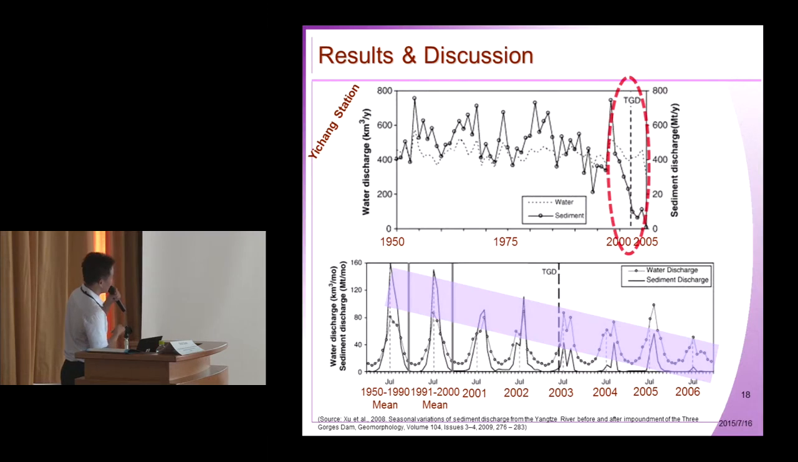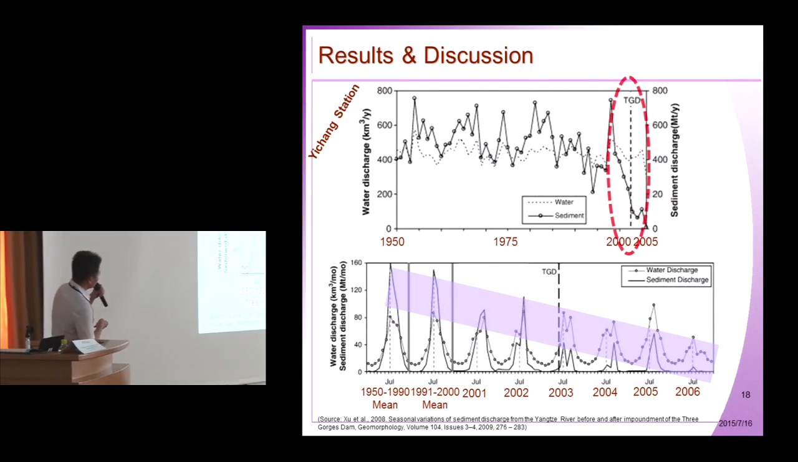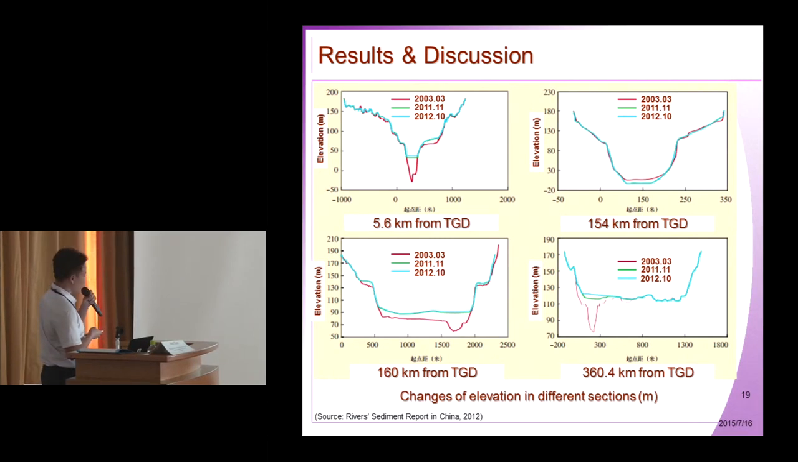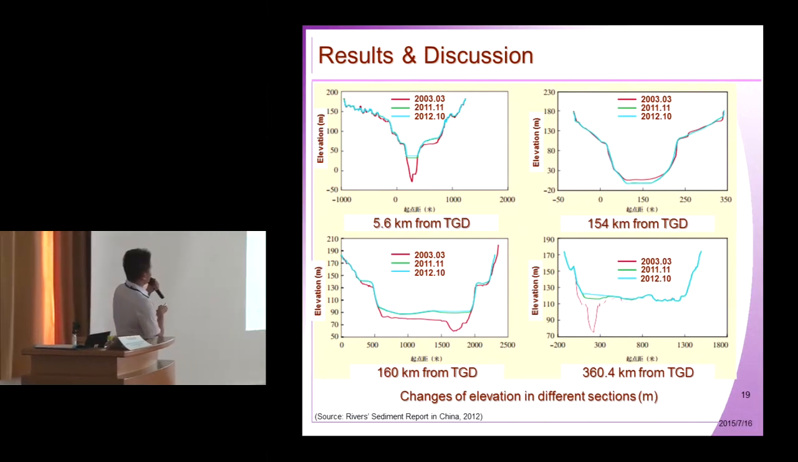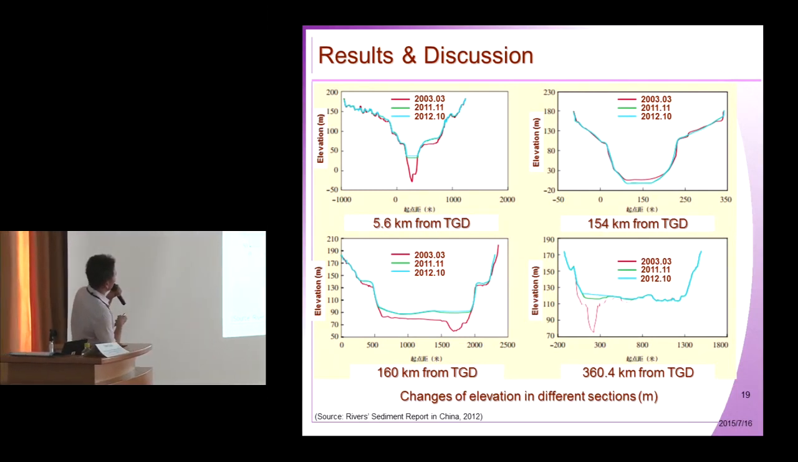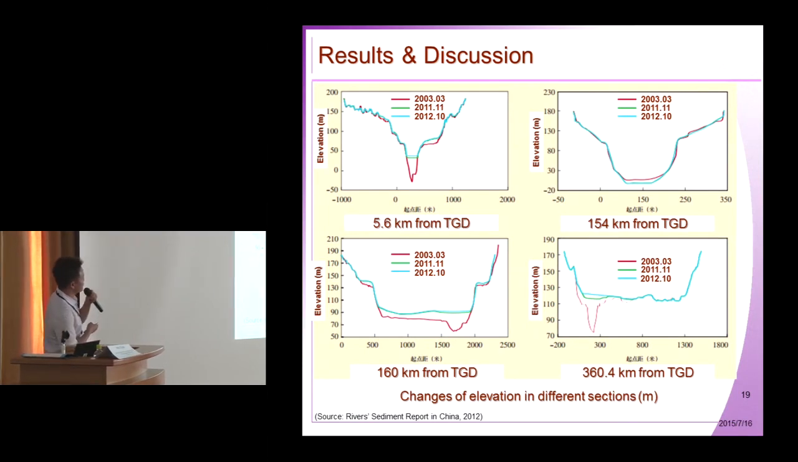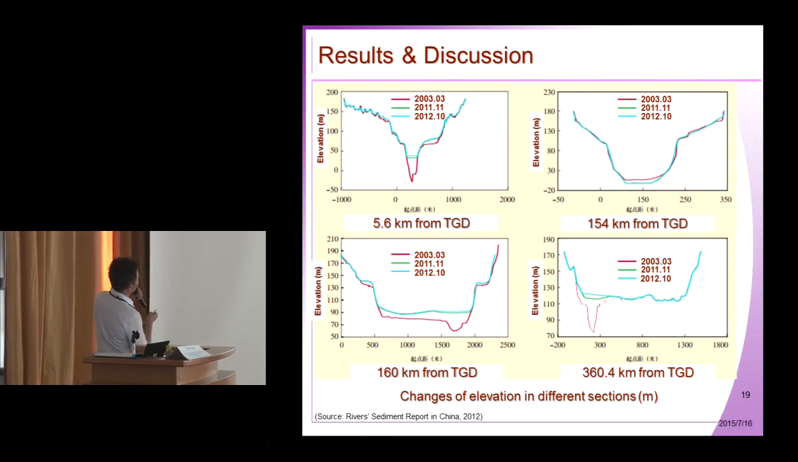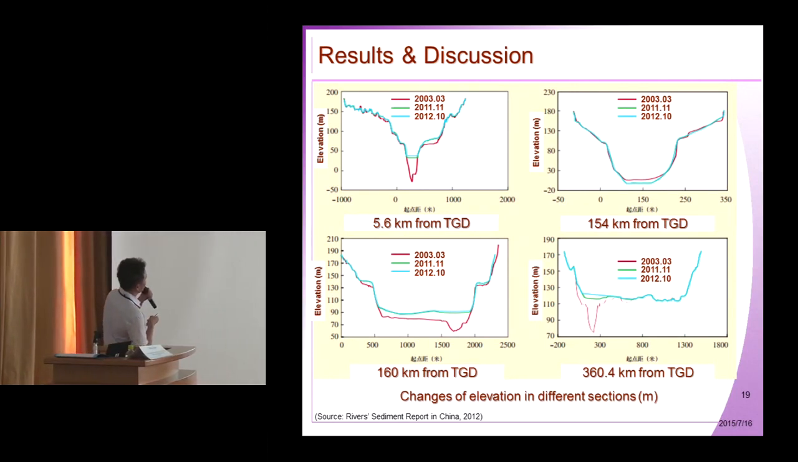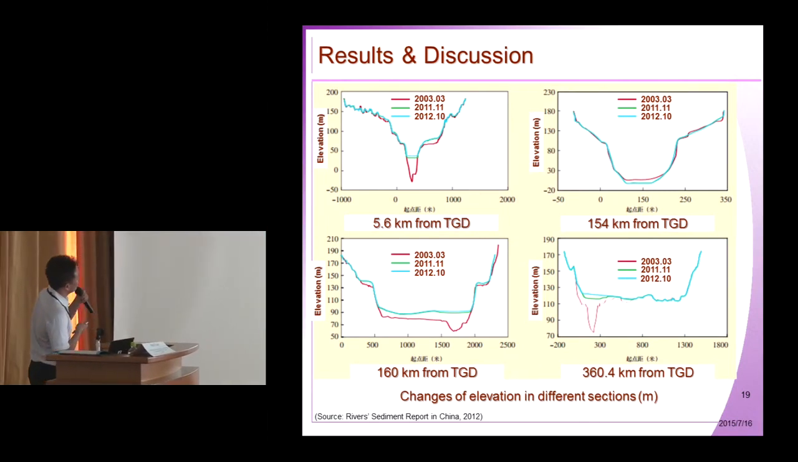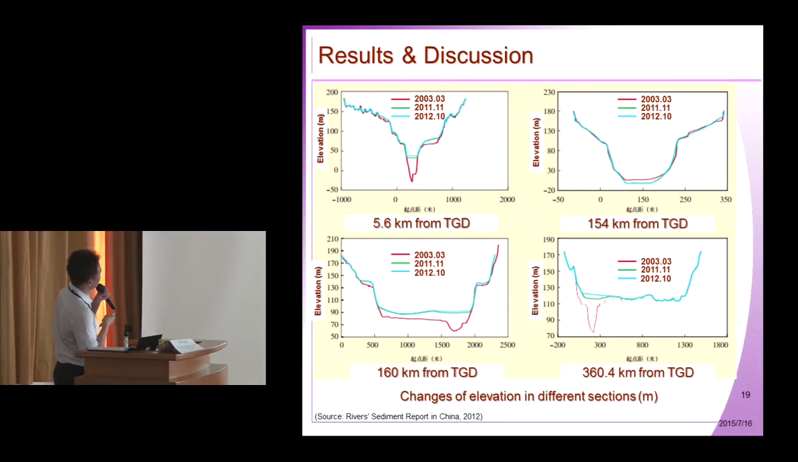This is also for July, just for the rainy season. Also, we chose different cross sections. This is the cross section for the Yangtze, also the distance from the Three Gorges Dam. From 2003 to 2012, we can see that much sediment was cut.